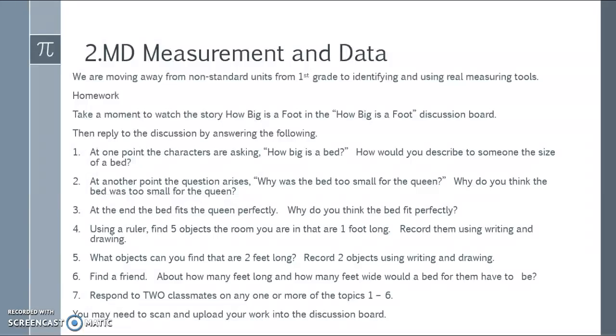And there's a bunch of them. And then number 7, respond to classmates on any one or more of their topics 1 through 6. You may need to scan and upload your work into the discussion board. Remember that the more work you show, the better off you are. It's better to have more so I can follow your thought process and see what you're doing. Since I can't actually observe you working on these things, I rely on seeing all of your thought process using the pictures, the diagrams, and words so that I know that you understand what we're accomplishing.